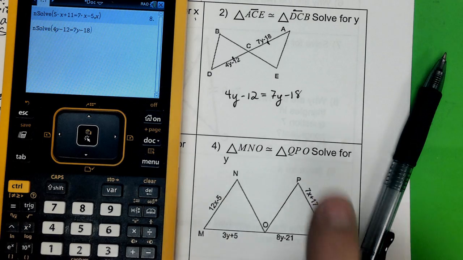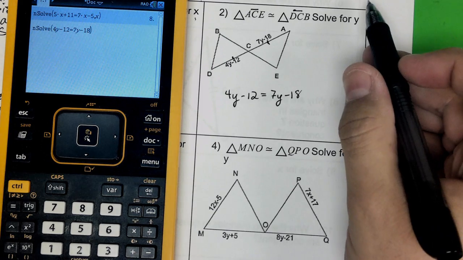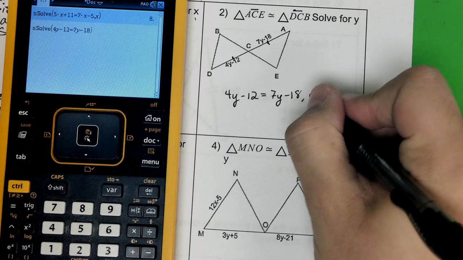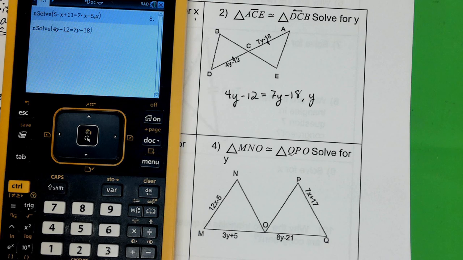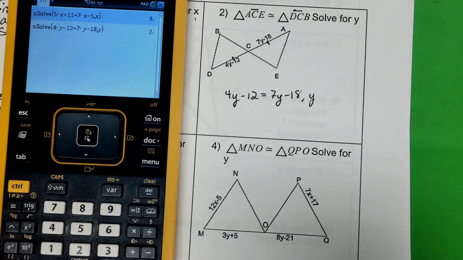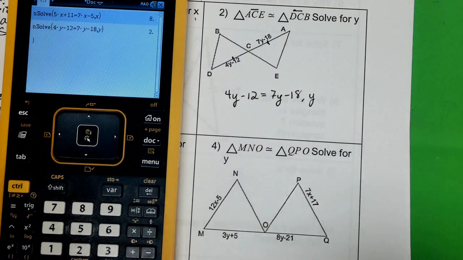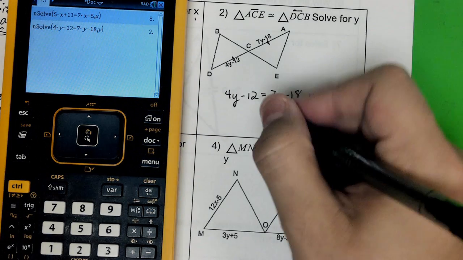Now, since we are solving for y, because there are y's here, and it tells us to solve for y, we're going to put comma y in our calculator. So comma y in the calculator, and then we can just hit enter. We don't have to do what we did on the first one where it had an error. You can just hit comma and then the variable that you're using, and then it will give you the answer. So y equals 2.